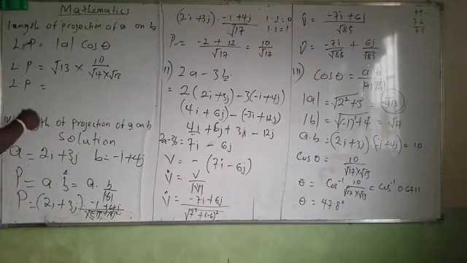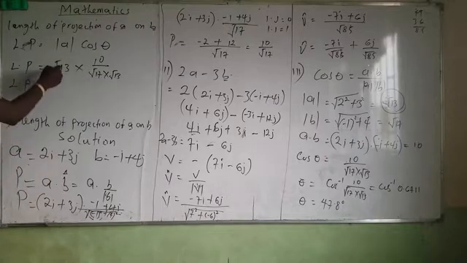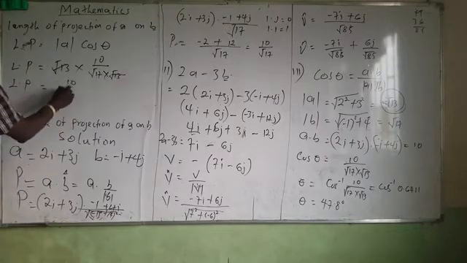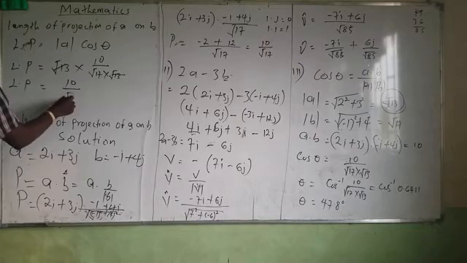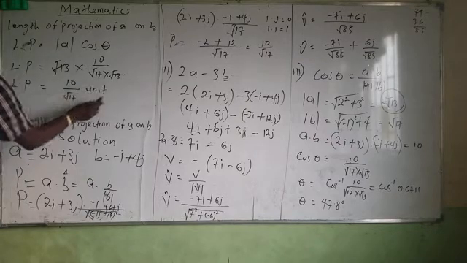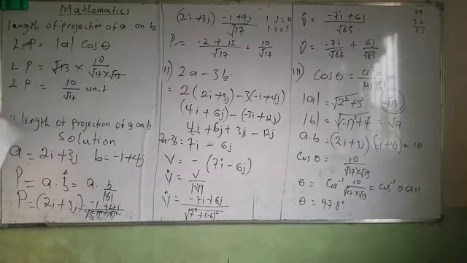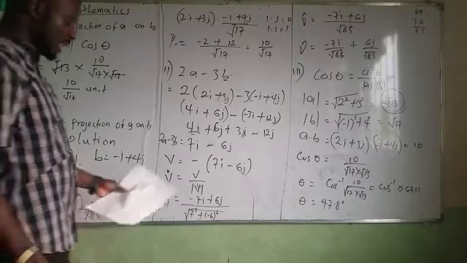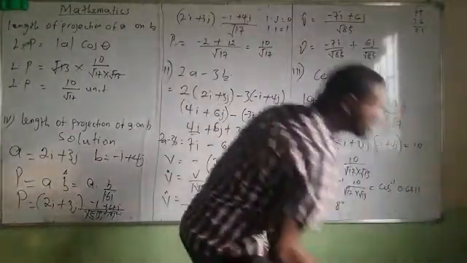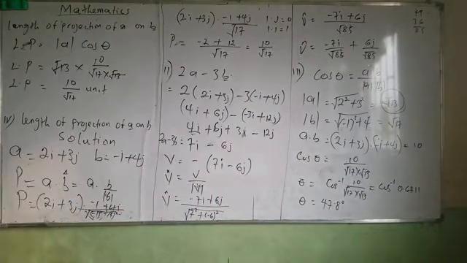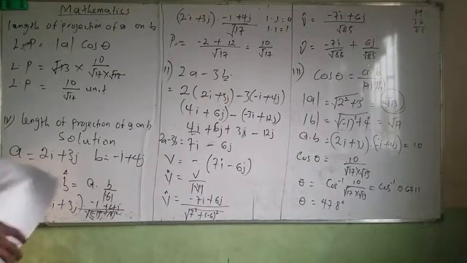The length of the projection will be equal to, is there anything that can be cut off? This we cut off, and we have 10 all over root of 17. They are all units, put units on it. With the help of the calculator, you can get that, and you know what it is all about. Now, I think the question is successfully solved.